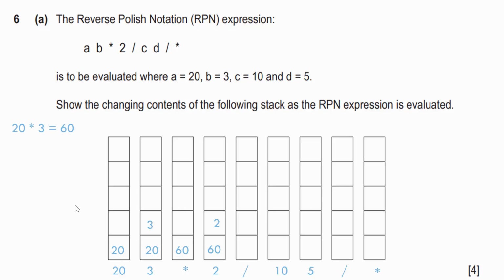What you need to understand is the 2 is popped from the stack first. Then I use that operator, which is the division sign. Then I put the 60. I do 60 divided by 2, and I know that equals 30. 30 gets pushed onto the stack where this division symbol is.